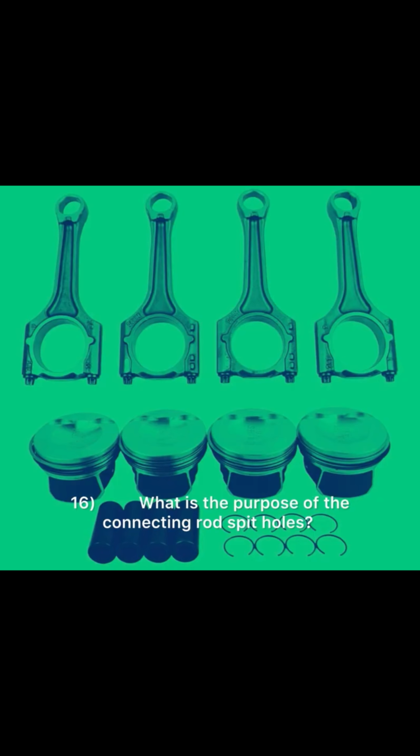16. What is the purpose of the connecting rod spit holes? Oil to cylinder wall on major thrust side. 17. How should you remove piston rings? Use piston ring expanders for compression rings. Spiral off oil control rings.